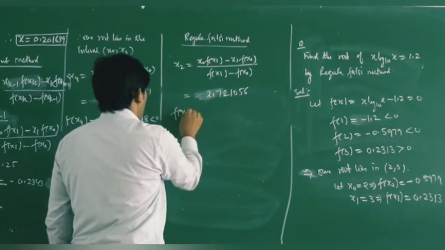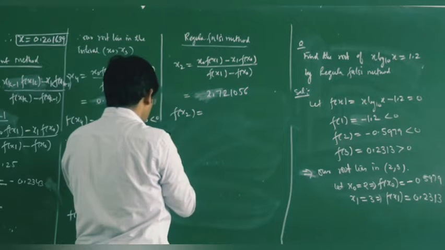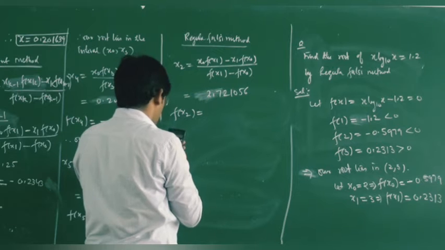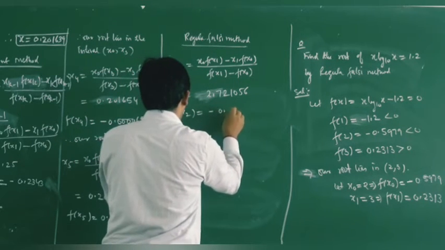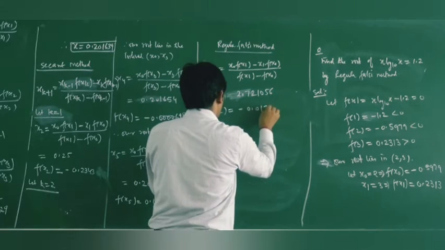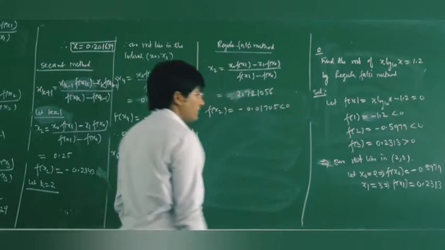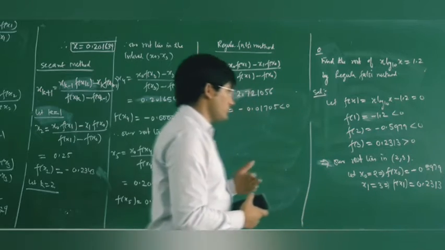Now let us find out the value of the function at this x2. So at this x2, the value of the function is equal to minus 0.01705, and again this is negative. So our root will lie at x1. We have the value of the function positive.